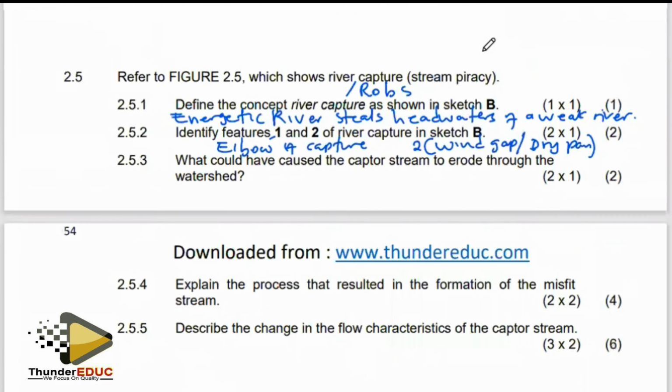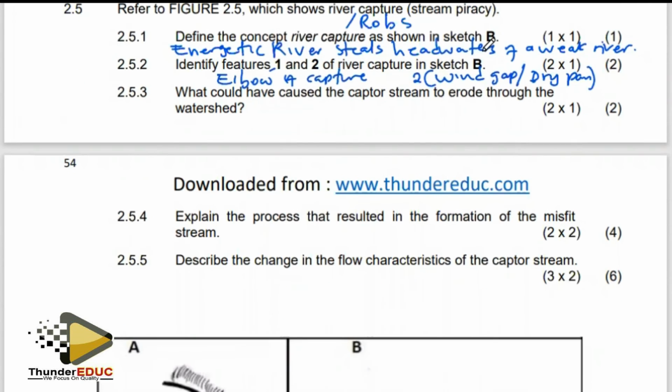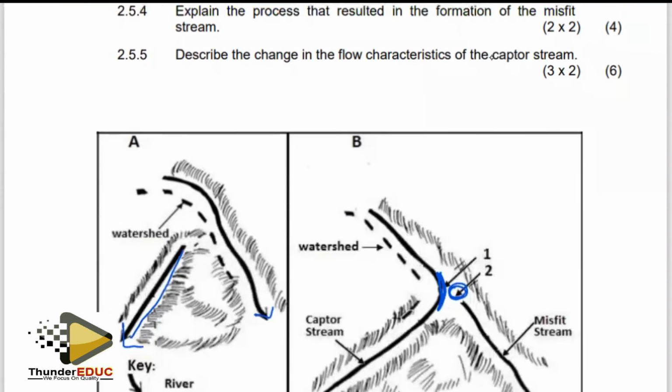Then we look at question 2.5.3. What could have caused the capture stream to erode through the watershed? Remember, when they say capture stream, this is the same as the energetic stream, or the pirate, or the one which stole water. Right. So when they say, what could have caused the capture stream to be able to erode through the watershed? We've said the watershed, like you can see here, this is our watershed.